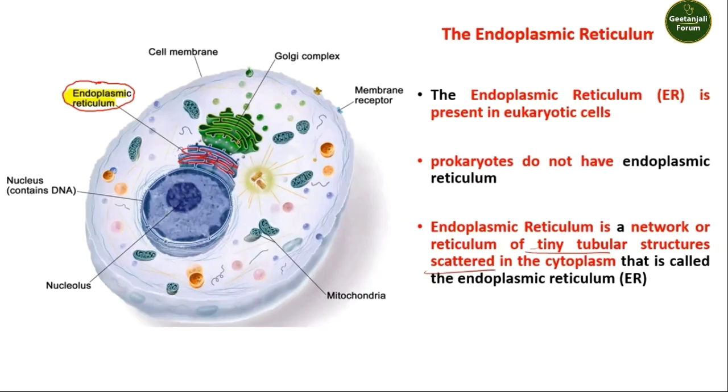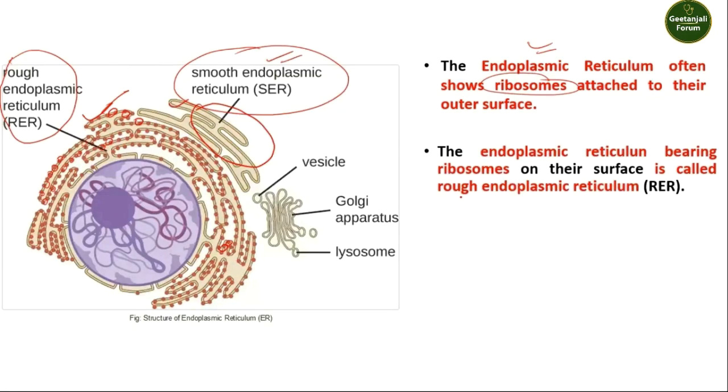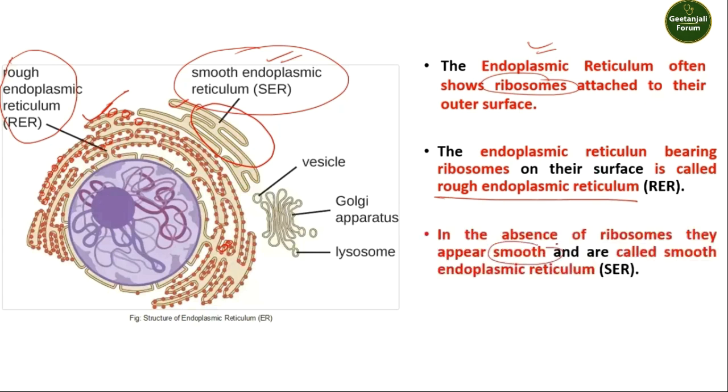Endoplasmic reticulum is scattered in the cytoplasm. It also has ribosomes attached on it. This is endoplasmic reticulum, and these small circular bodies you can see here are the ribosomes. The endoplasmic reticulum which has ribosomes on its surface is known as rough endoplasmic reticulum, because due to presence of ribosomes, it appears to be rough. And the endoplasmic reticulum which does not contain ribosomes is known as smooth endoplasmic reticulum, because they don't have ribosomes, so their surface is much smooth. So these are called smooth endoplasmic reticulum in which there is absence of ribosomes.